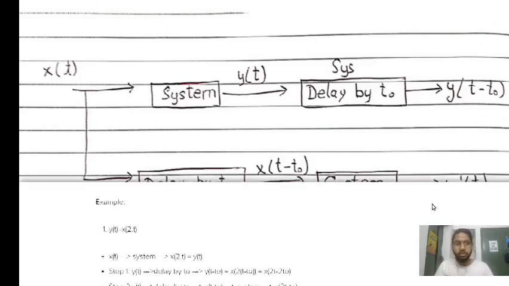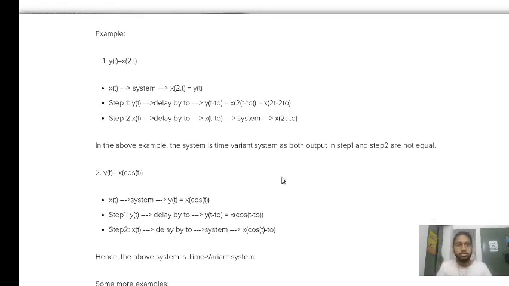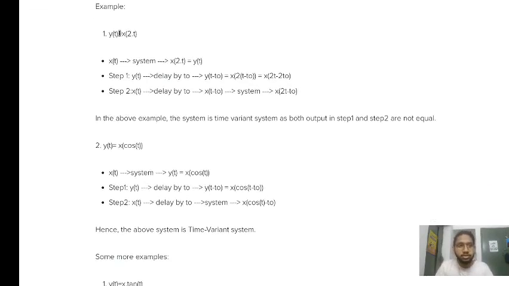So let's take an easy example of these cases. It is y of t equals x of 2t. In step 1, here is our output y of t. We delay this output by t naught, so it is y of t minus t naught. So what is y of t minus t naught? It is x of 2t, so we multiply t minus t naught by 2, and our final output is x of 2t minus 2t naught.